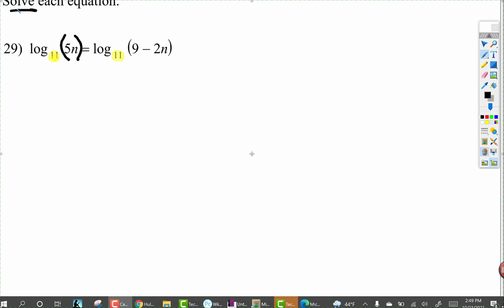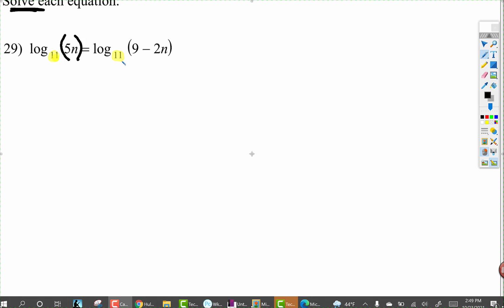Okay, when you have log equations, a couple things you need to look for first. First of all, make sure that the base numbers, so log base 11 on both sides of the equal sign, are the same. If they're not, then you can't solve in this fashion for these simple problems, okay?